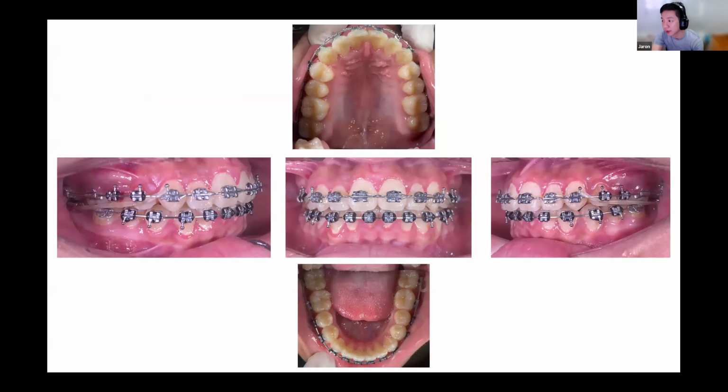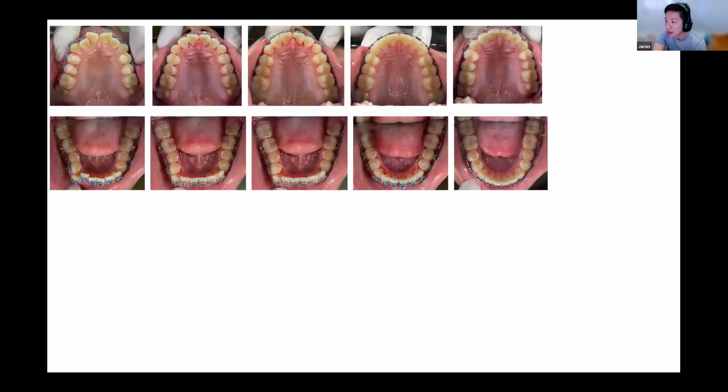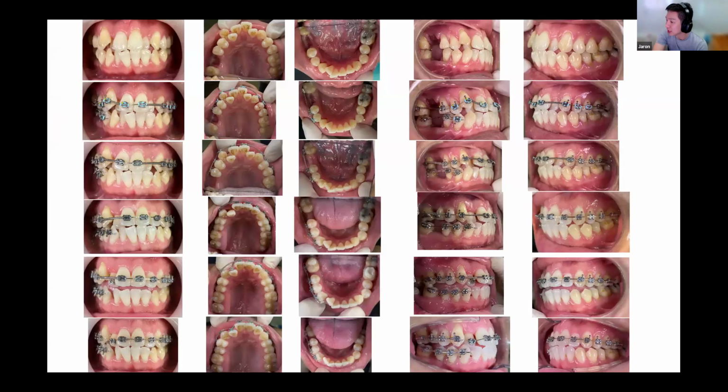So I prefer it like that. Yes, I prefer to look at it this way. Okay, I think this is good too. But this might be a bit too much. Those that you are showing now, if you are showing specific mechanics on a certain tooth or certain tooth movement, then this will be great.